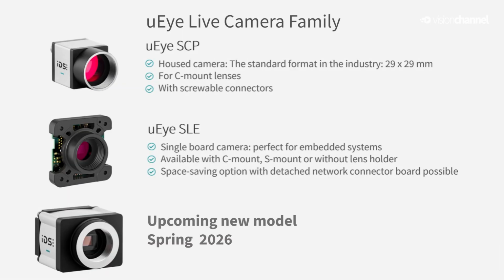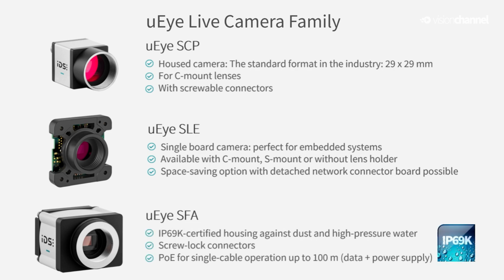So you can look forward to another model in a factory automation housing in spring 2026. In addition to the two existing cameras, it will be certified to the highest IP protection class, IP69K, and can also be conveniently operated via power over Ethernet with a single cable for data and power supply.